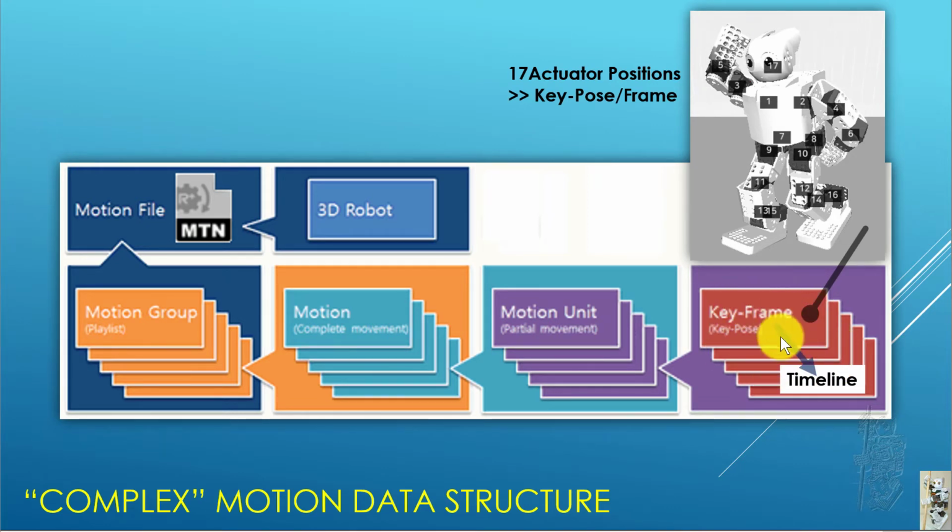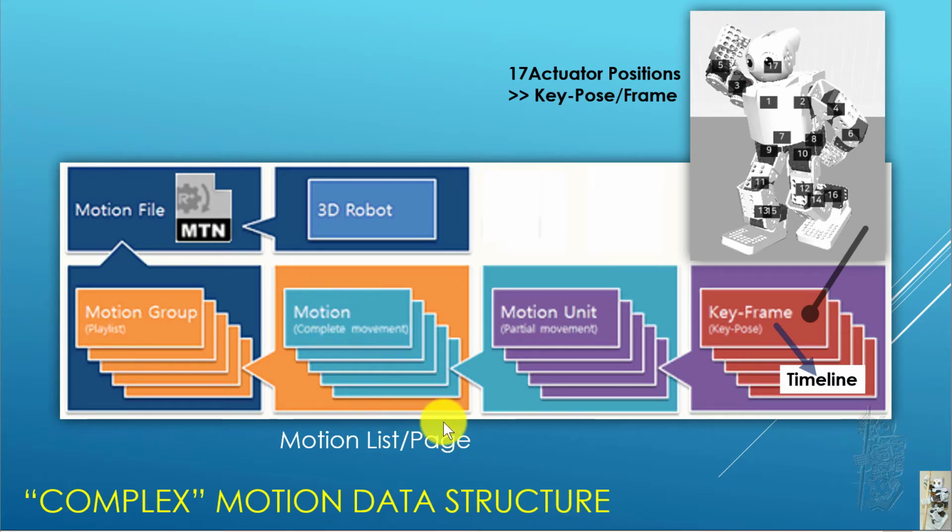Each of those keyframes, when you stack them on a timeline, is called a motion unit or partial movement. Then if you stack those up one by one after each other on another timeline, you get a motion. In my book I added the word list or page so that I can distinguish it from motion units, that's all. But officially ROBOTIS people call them just motion. A long time ago they called it a motion page.